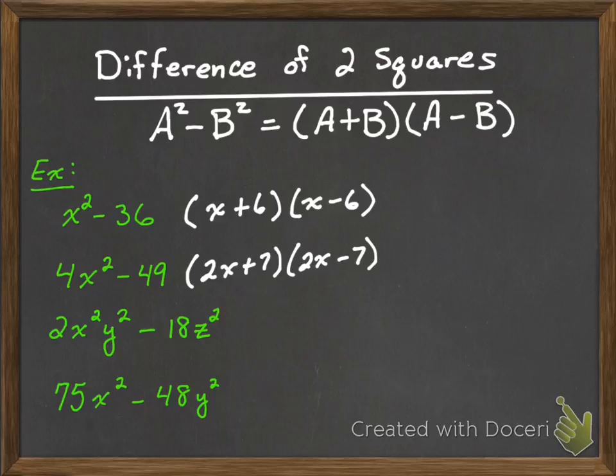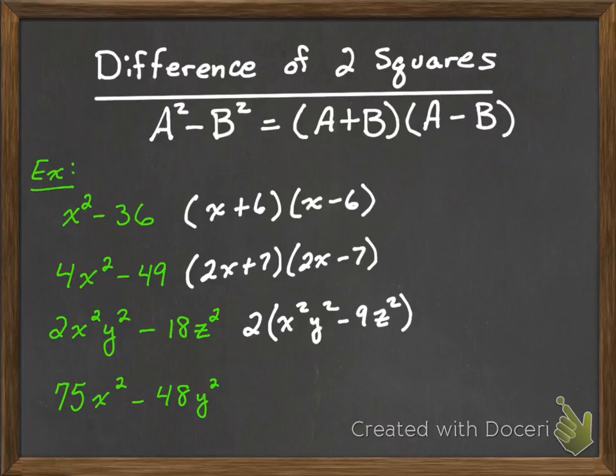Now on the next problem here, we have a GCF that we need to take out. All right. The previous two problems did not have a GCF, but this one does. Both of these terms have a 2 in common, so we can factor 2 out of this problem. What that leaves us with then is x squared y squared minus 9z squared.